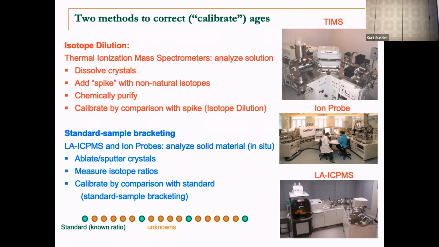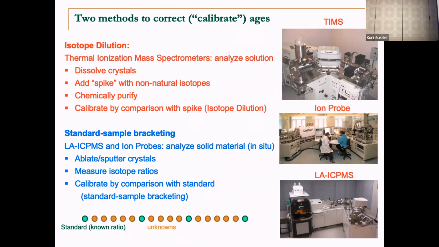The other way that we can do this is called standard sample bracketing. This is the method that we employ on ion probes and on laser ablation inductively coupled plasma mass spectrometers in particular. The way that this works is we want to measure zircons and we don't want to put them in solution, right? That's a lot of labor. George used to do this for detrital zircons, dissolving hundreds of grains. So we don't want to do that. We're going to keep our samples whole. We're going to keep the crystals solid.